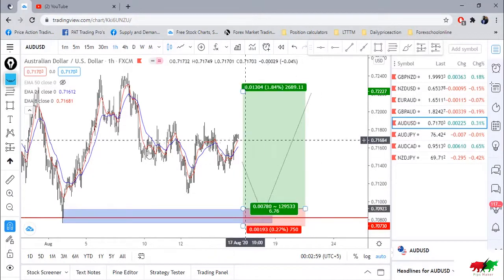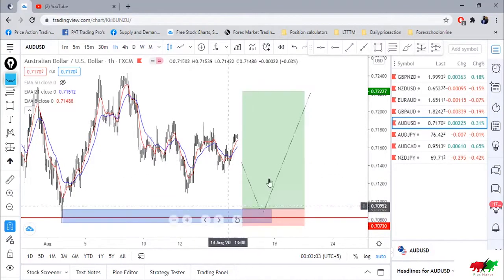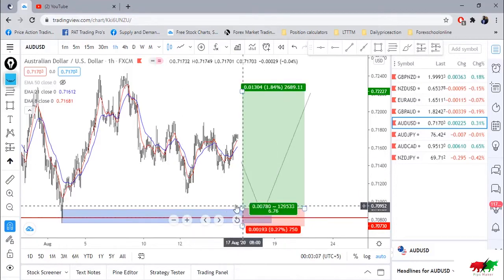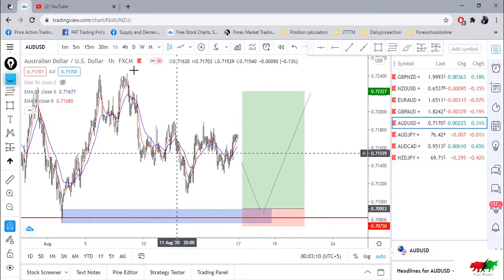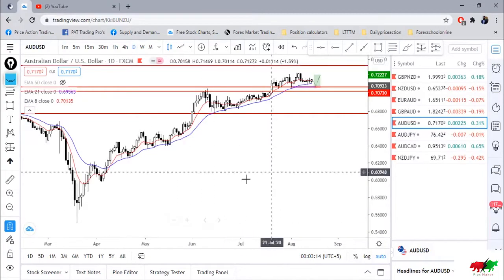Okay, so I would like to get in longs from this area. This is my ideal area to go for the long entries. So this is the analysis for AUDUSD.